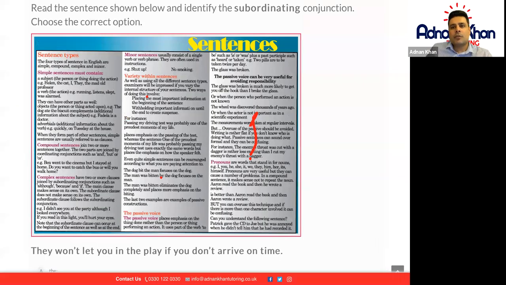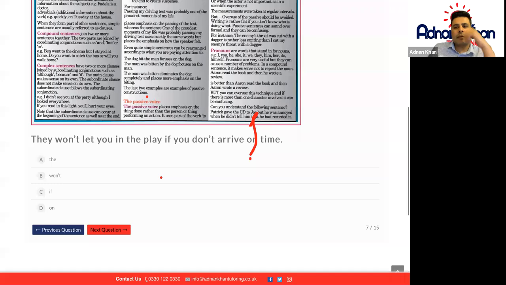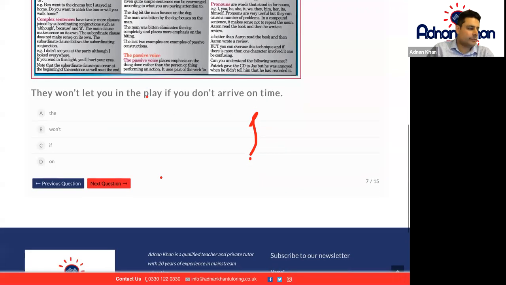Well done there. So here now we're looking at the subordinating conjunction. Have a look at this one here. I can help you if it doesn't make sense, so let me know. Again, you're looking for the conjunction.